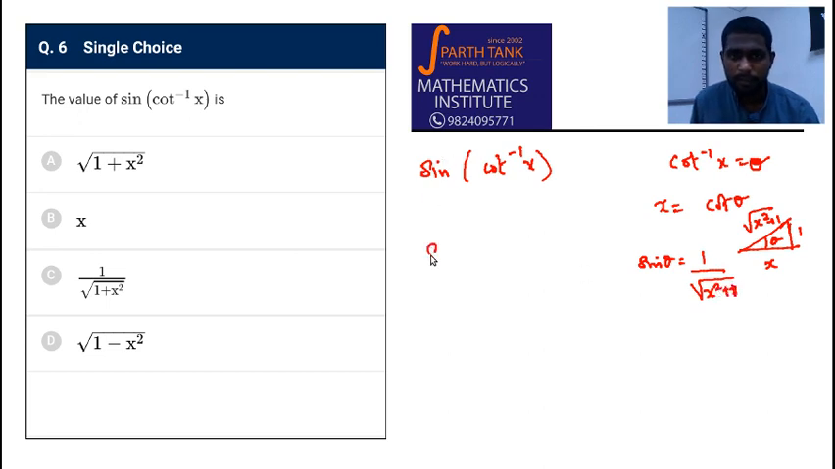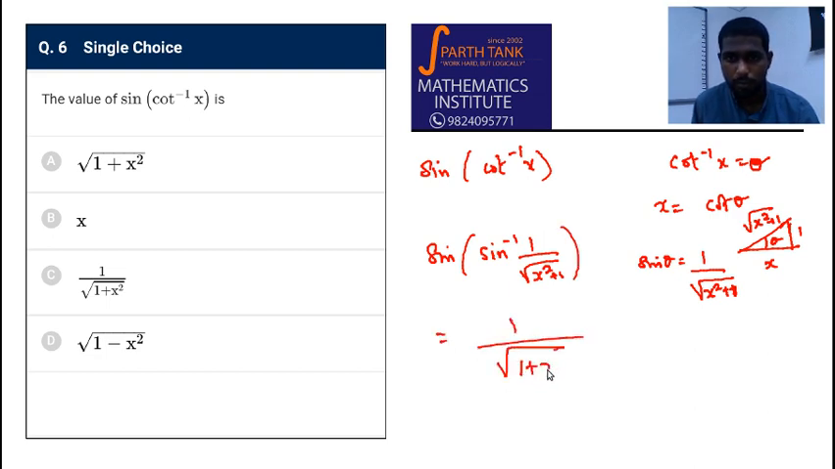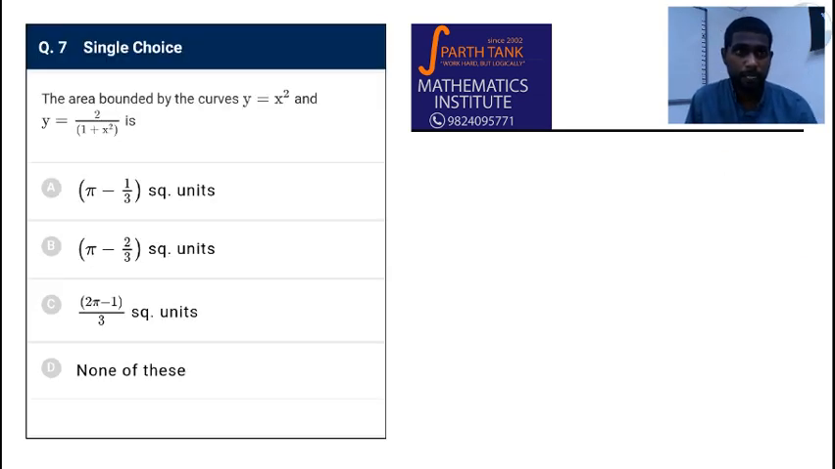So substitute that here. So this is sin theta, which is nothing but sin of the inverse, 1 by square root of x² + 1, and therefore this is 1 by square root of x² + 1 plus x squared, which is option C. Right? Moving on to question number 7.